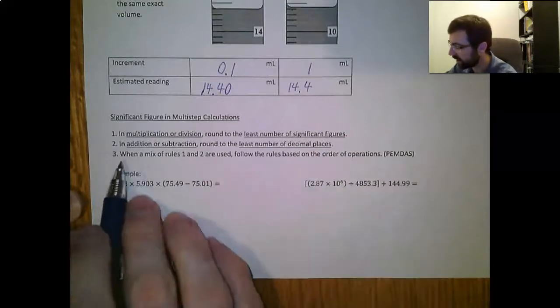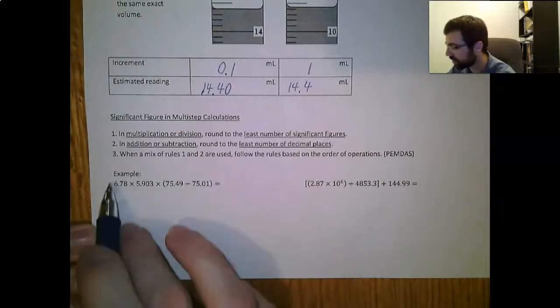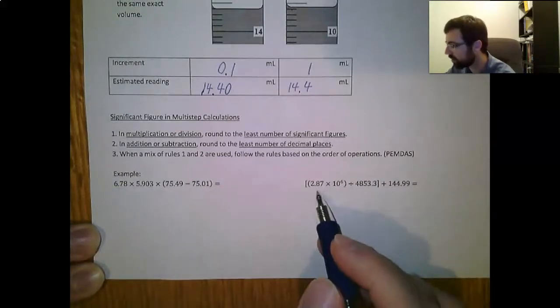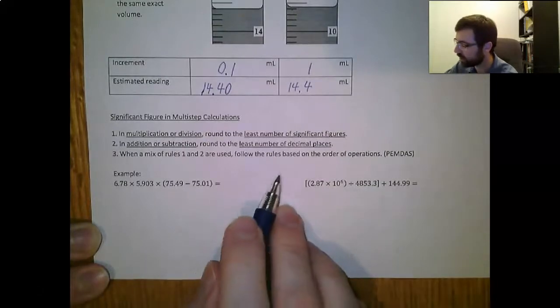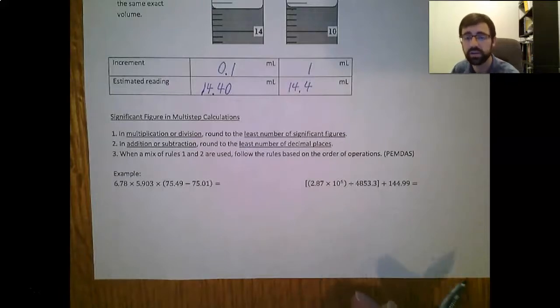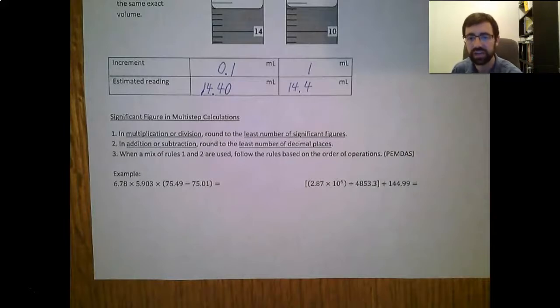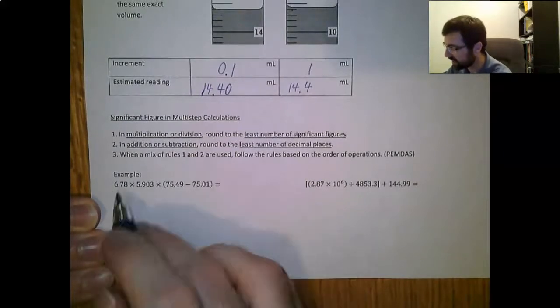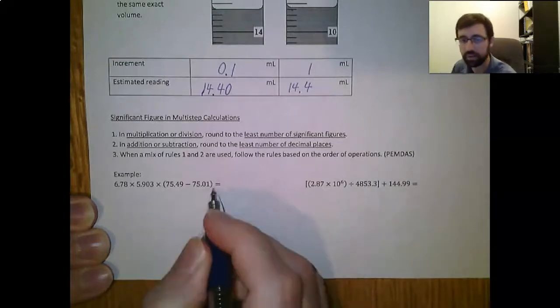And then we have when a mix of rules 1 and 2 are used, like in these problems where we're multiplying and we're subtracting, or we're multiplying and dividing and adding. In that case, we need to follow our order of operations. So the sig fig rules take priority in the same order as order of operations, which is PEMDAS. Parentheses, exponent, multiplication, division, addition, and then subtraction. Okay. So when I look at this, the first thing that I see out of PEMDAS is parentheses. So whatever's in parentheses needs to happen first.